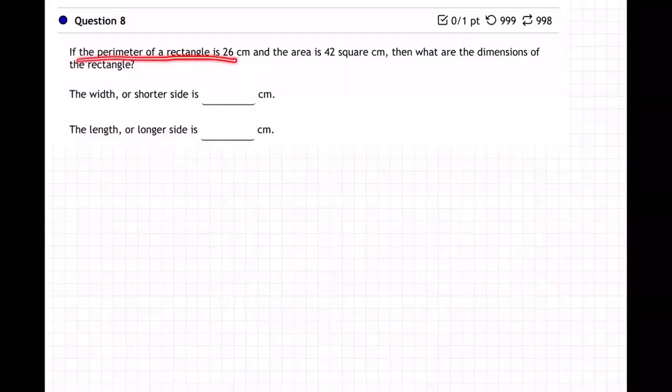Okay, if the perimeter of a rectangle is 26 and the area is 42, then what are the dimensions of the rectangle?